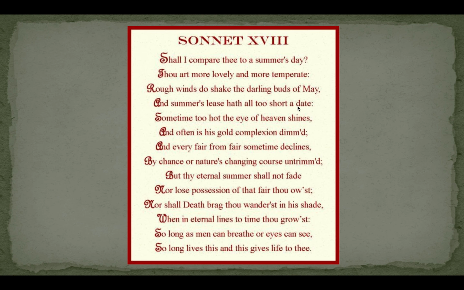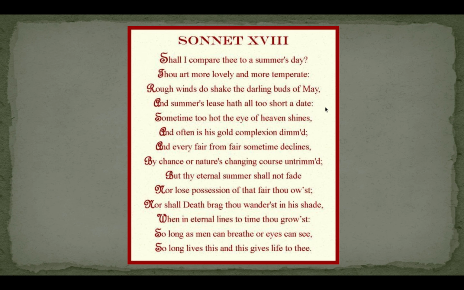Summer's lease hath all too short a date. So we're getting this idea that there's something about time and how things fade and go away. And we see that also happening here in the next quatrain. Sometime too hot the eye of heaven shines, and often is his gold complexion dimmed. Oh, if you're noticing some metaphors here, you're onto something.